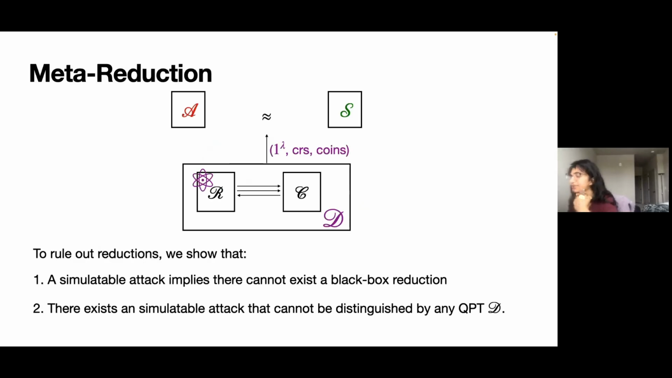Cool. Okay, so another way that we can think about these types of simulatable attacks is through this concept of meta reductions. The point of a meta reduction is we want to rule out the existence of the reduction. And we do this by arguing that there exists an inefficient adversary, and it can be replaced by an efficient simulator. So to a quantum polynomial time distinguisher D, it cannot distinguish between access to this inefficient adversary versus an efficient simulator S. So a meta reduction says that a simulatable attack implies that there cannot exist a black box reduction.